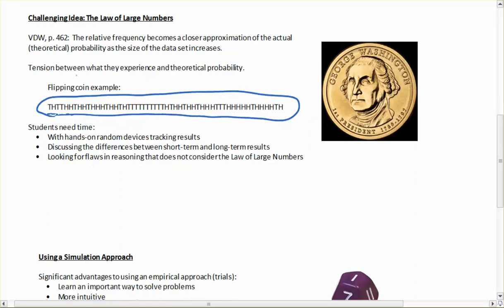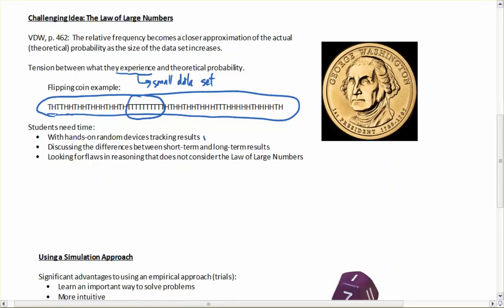Students experience a tension between what they tend to experience and theoretical probability because their experience tends to be on a small data set. So they may only flip a coin a few times. Let's say they only flipped a coin a few times and it turned out like this. They might believe that there's something wrong with that coin. However, in the long run, we would see a better balance between tails and heads.